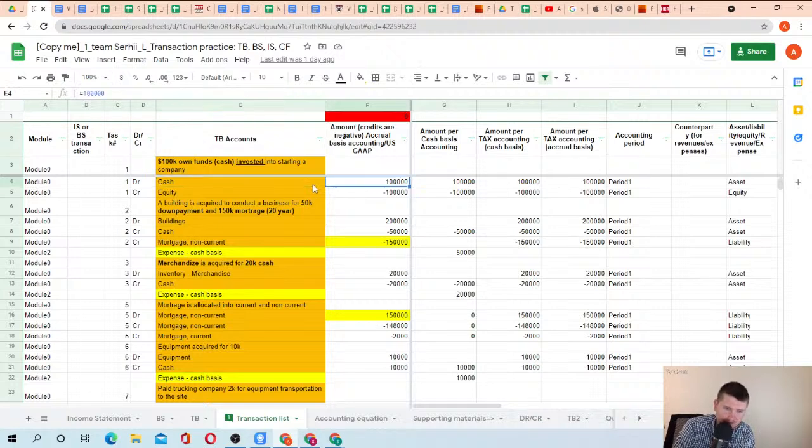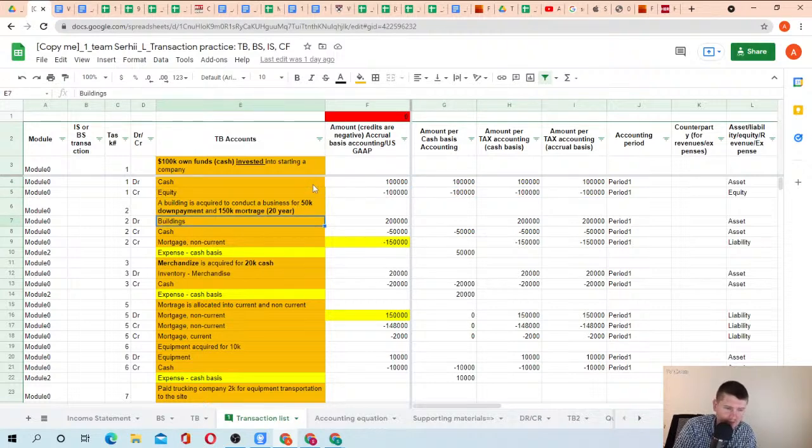For example, cash, our first transaction, we invested funds into a business. Debit cash, credit equity. Because cash is involved, that transaction will look the same in every basis of accounting. So it will be the same transaction under accrual basis, cash basis, and tax basis of accounting. It's just a transaction when the actual event happened at the same time with the cash movement.